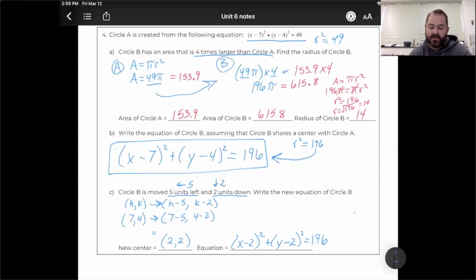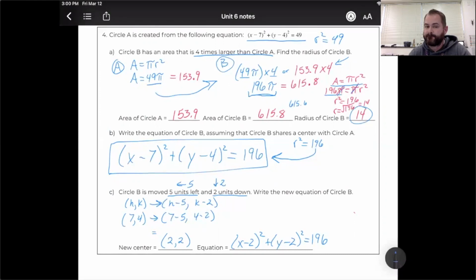Then we move to find the area of circle B because it says the area of circle B is 4 times larger than that of circle A. So we do 49 pi times 4 and get 196 pi, or we take our decimal value times 4 and we get about 615.8. You might have gotten 615.6 if you rounded differently. I think that's the other answer you could get. And then we need to find the radius of circle B. Well, again, the new area is 196 pi. Area equals pi r squared, so 196 pi in place of the area equals pi r squared. The pi's cancel. So r squared is 196, and the square root of that is 14.